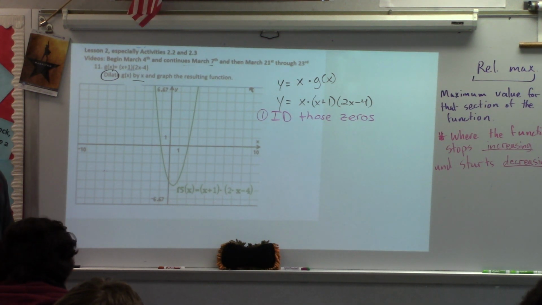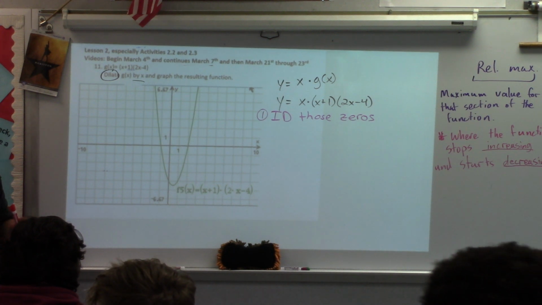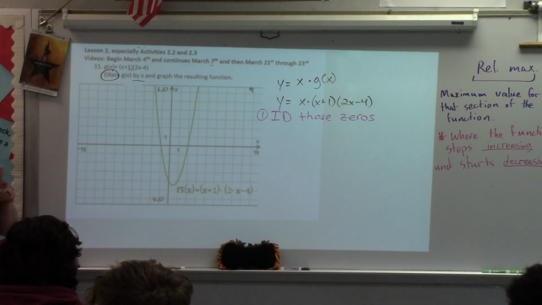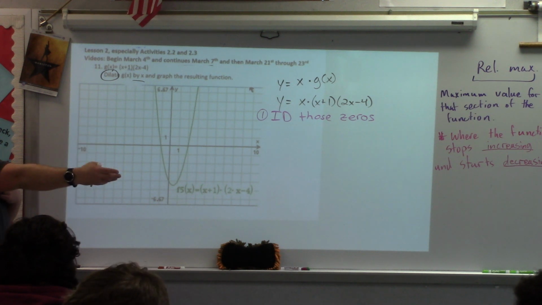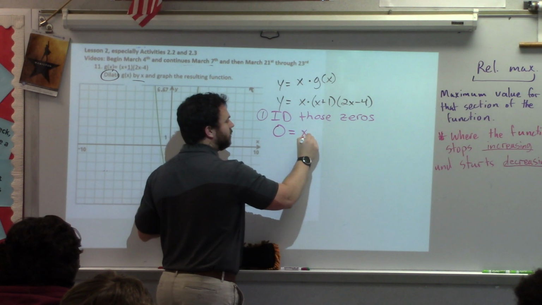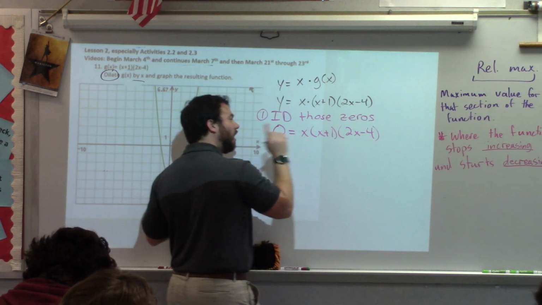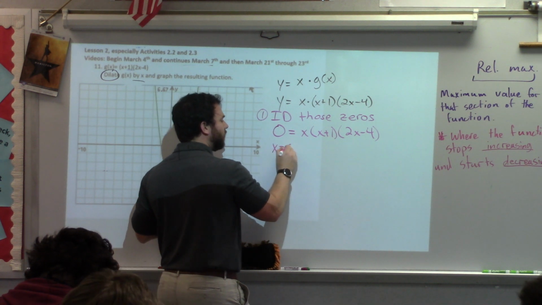How do we identify those zeros? Set equals zero. Set what? The X? Nope, that's the issue. The Y. The Y, which is why we end up setting the factors. Really what it is at its core is 0 is equal to x times (x plus 1) times (2x minus 4). But because of that, I can set each factor equal to 0.